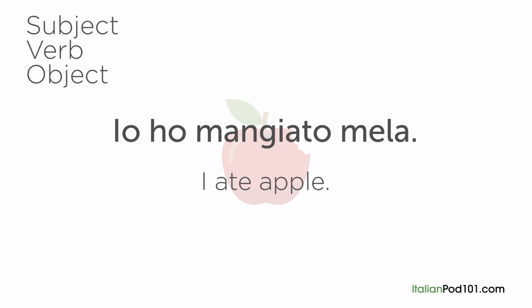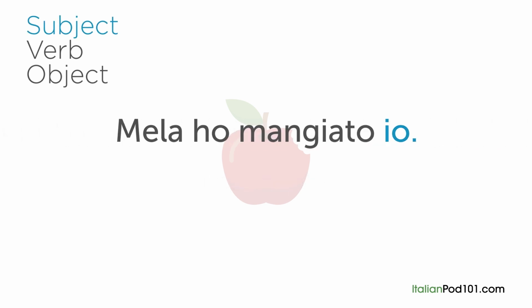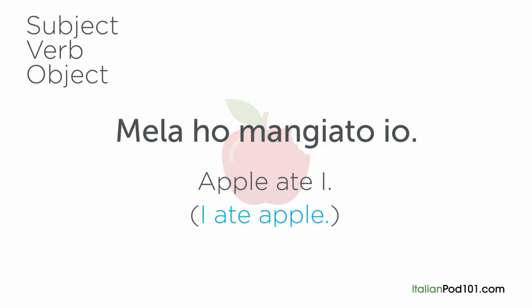Italian word order, however, is much more flexible than English. If we swapped the subject and object around, we'd get apple ate I in English, which changes the meaning of the sentence completely. In Italian, however, the core meaning of the sentence does not change. It would still essentially be I ate apple. Mela ho mangiato io. As you can see, the word order of Italian is quite flexible.